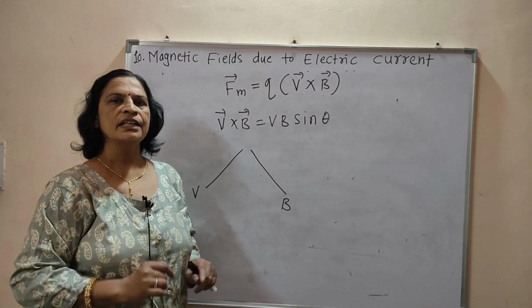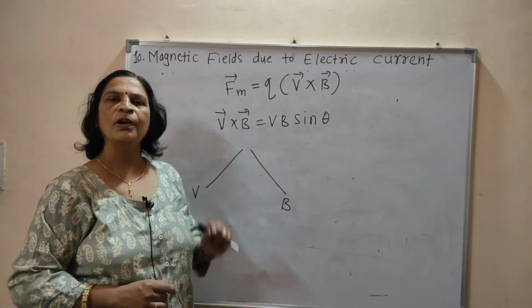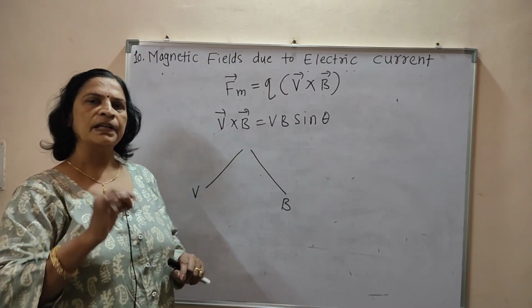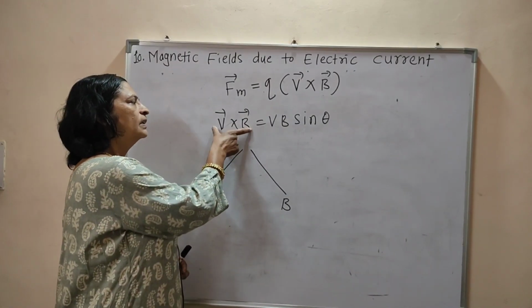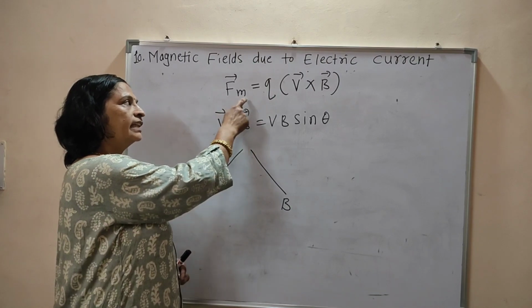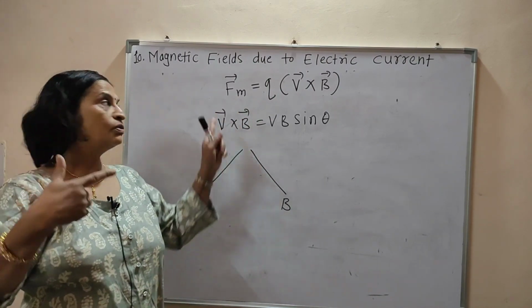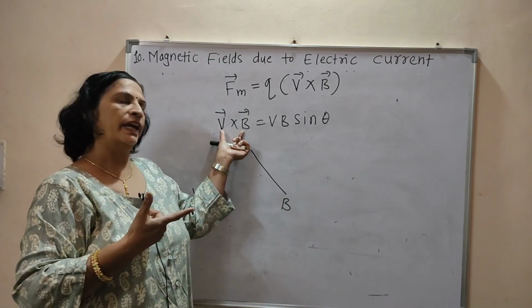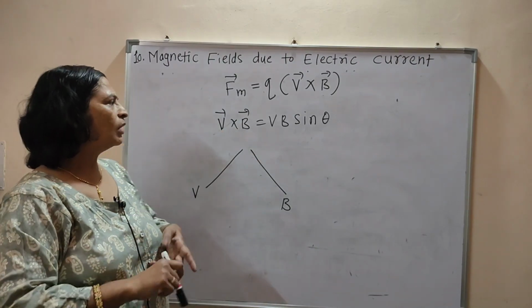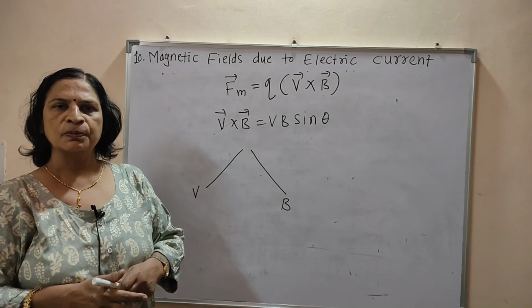We already studied this concept of vector product in 11th Science, chapter number 2, Mathematical Methods. The cross product of these two vectors is a third vector, and that gives you the force, which is perpendicular to these two vectors. Then what are the consequences of the Lorentz force?